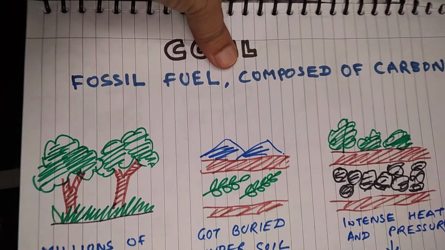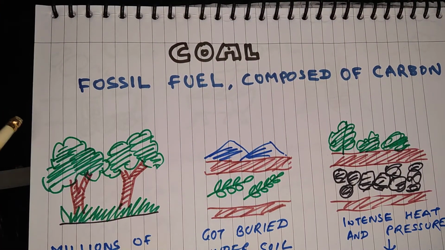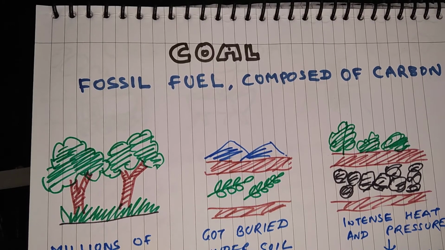Coal. Coal is a fossil fuel. It is available as a solid, which is almost as hard as a stone, black in color, and coal is mainly composed of carbon. Let us try to understand how coal was formed.